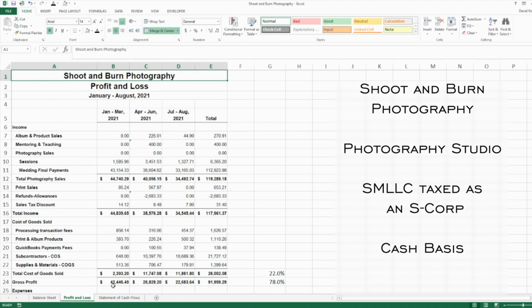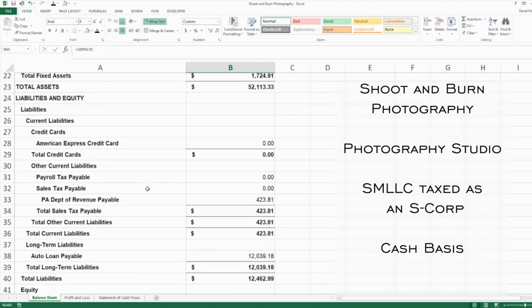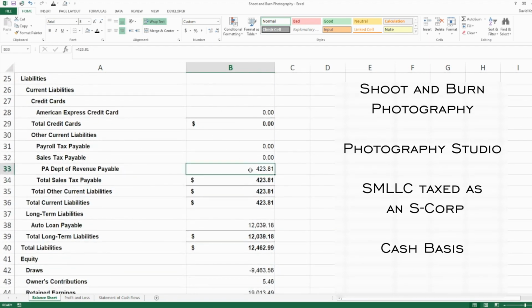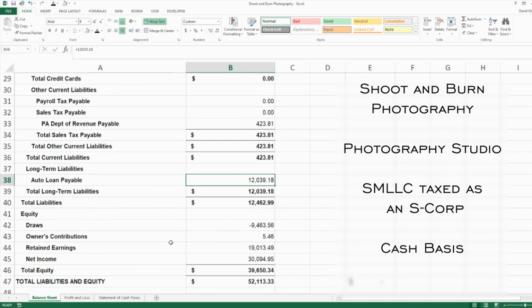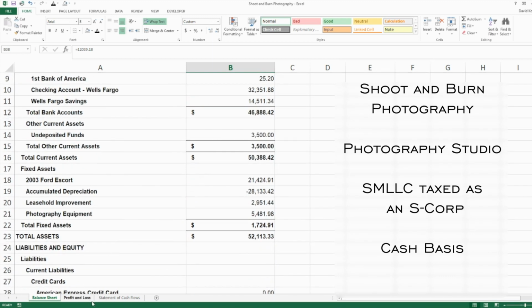And lastly, let's take a look at the statement of cash flows. And as you can see from our balance sheet, there's not too much going on because there's just a little bit of sales tax payable every month, some Amex credit card payments, and then this auto loan. But other than that, it's pretty simple. There's not a ton of investments or any other significant cash flow items.